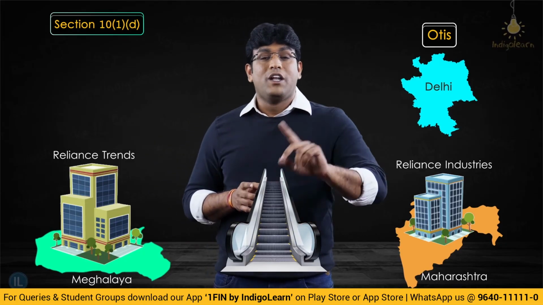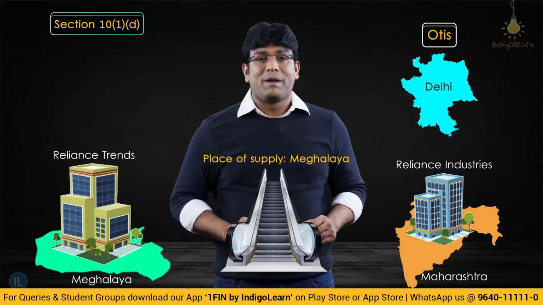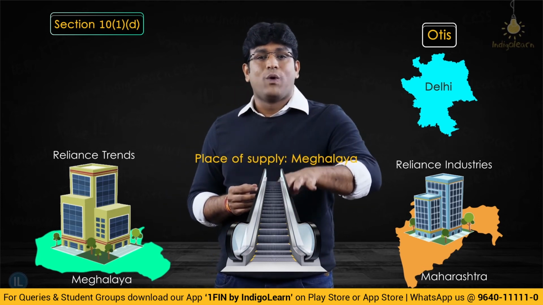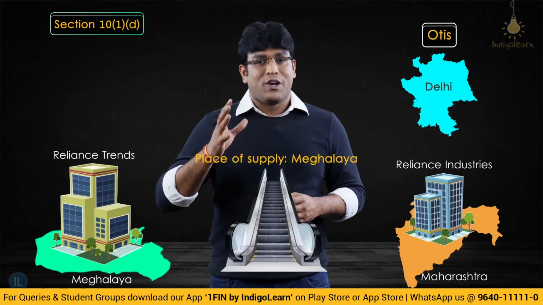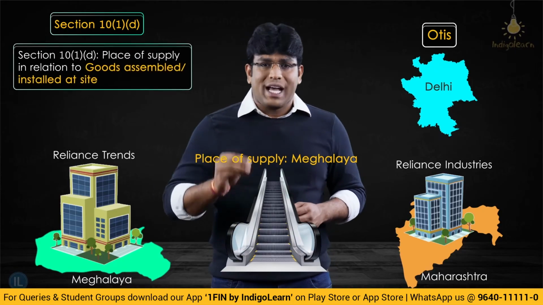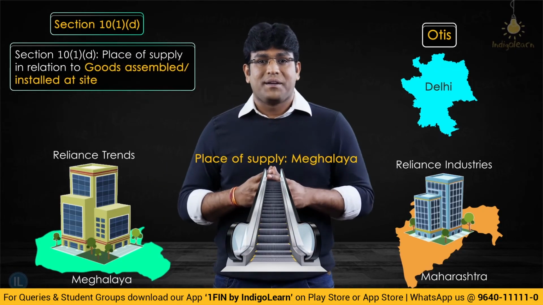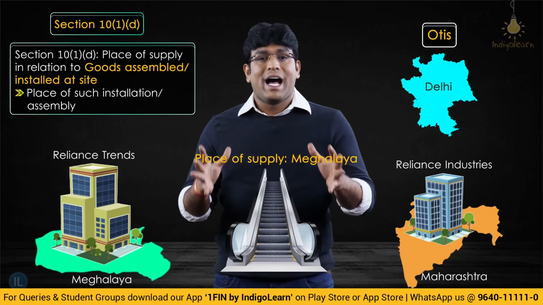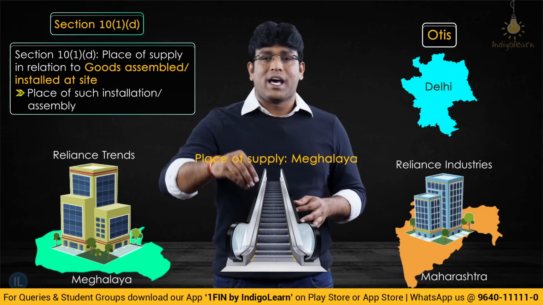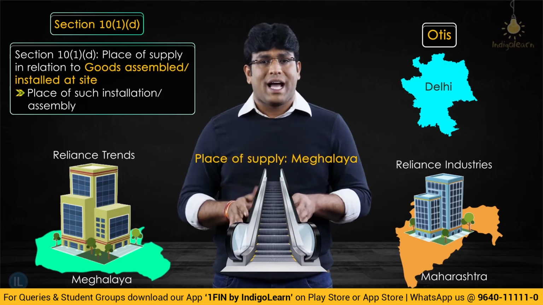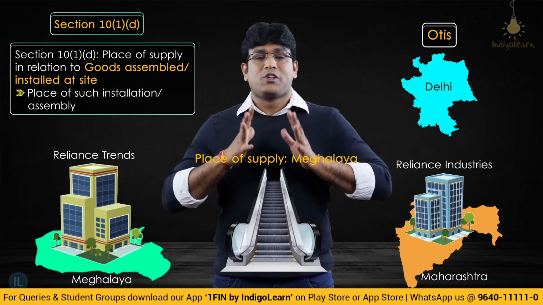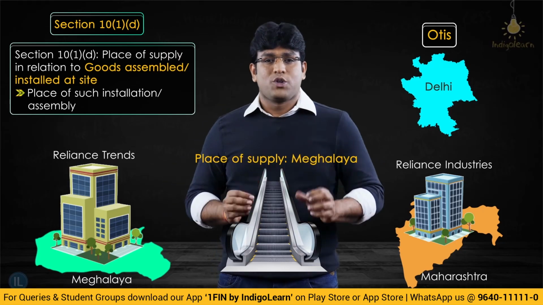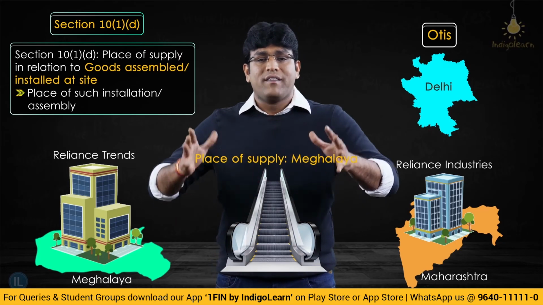Now, for this particular kind of supply of goods, which is made by Otis Elevators, place of supply will not be Maharashtra. Place of supply will be Meghalaya. But why? Section 10(1)(d) specifies that place of supply in relation to goods assembled or installed at a site shall be the place of such installation or assembly. That means wherever goods are installed or assembled, that becomes the place of supply. Whenever there is the story of assembled or installed, you have to apply 10(1)(d) only.